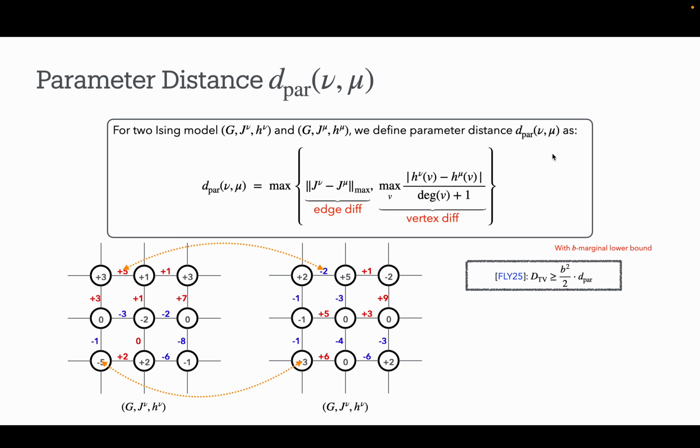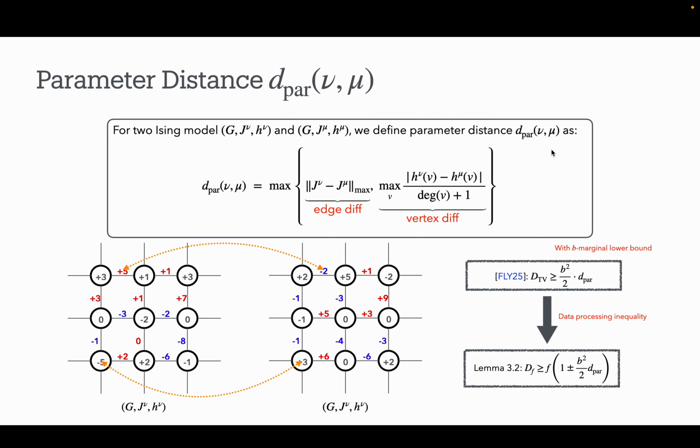With the marginal lower bound B, [FLY25] shows that the TV distance is at least B squared over 2 times the parameter distance. And we extend this theorem by the data processing inequality, and we show that the f-divergence is at least f of 1 plus or minus B squared over 2 times the parameter distance.